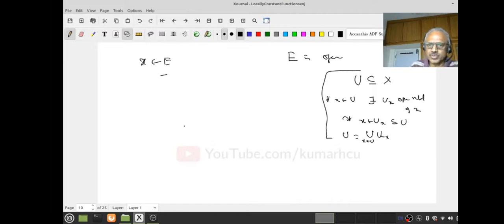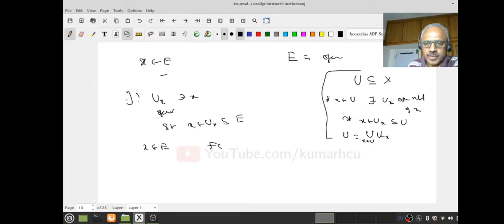So I want to prove E is open, therefore let x be in E. What do I have to do? I have to find an open neighborhood Ux so that x belongs to Ux and Ux is contained in E. Since x is in E, what do I know? f(x) is f(a), right? And when Ux is contained in E, that means if x' is in Ux, then f(x') should also be equal to f(a). This is all I have to prove. Do you understand? But that's very easy.